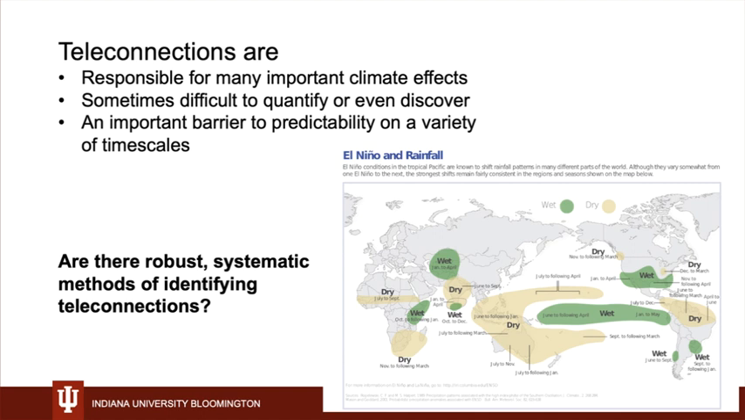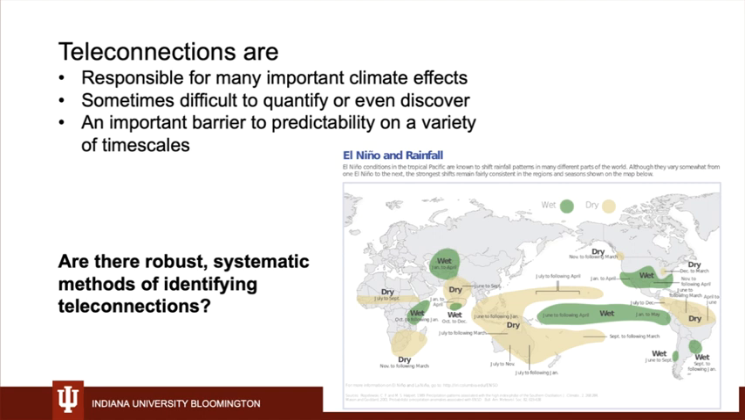So we all know what teleconnections are. Here's a great example. This is El Nino. And we know that in an El Nino year, rainfall follows this certain pattern. And similarly with La Nina years, we could make a different map. We could also make maps of temperature. And so teleconnections in general are responsible for many important climate effects, but they're difficult to quantify or even discover.